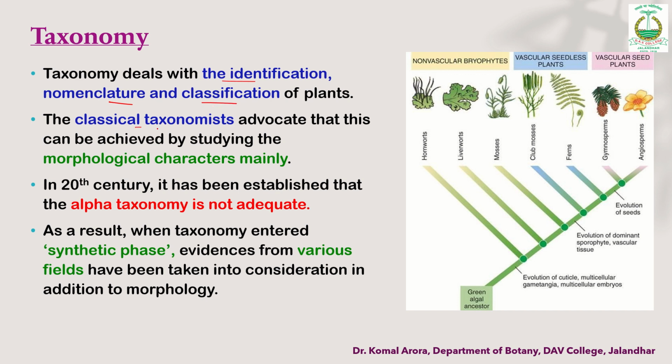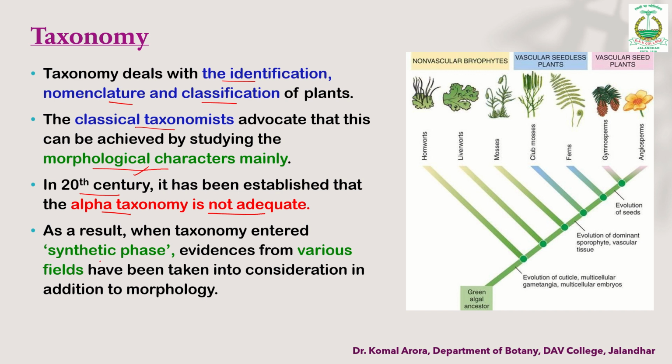As classical taxonomists, they believe that we can easily identify and classify plants on the basis of morphological characters mainly. So they believe that morphological characters are enough to place a particular organism in some group under the hierarchical system of classification. But till the 20th century, it has been established that alpha taxonomy, which mainly deals with the morphological description of the organisms, is not adequate for identification and classification of the plants.